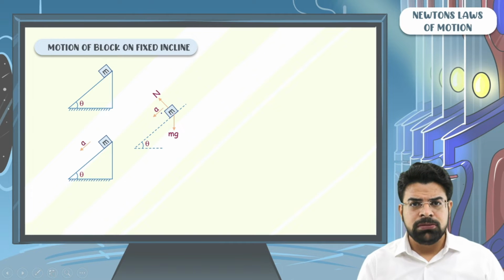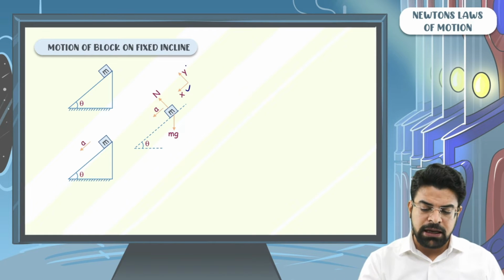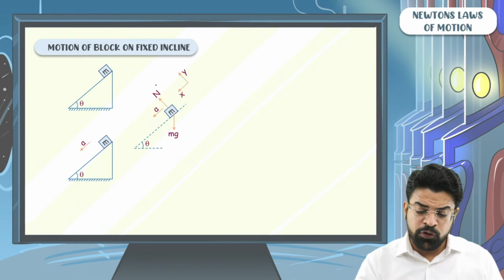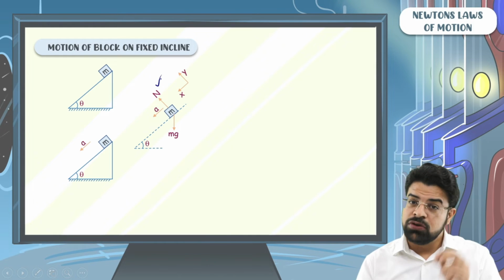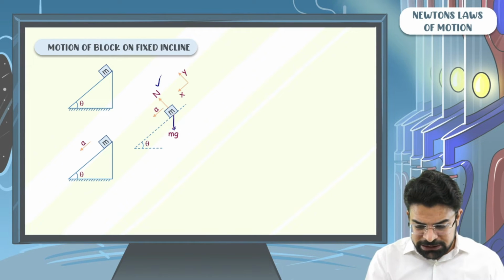We can assume any type of orthogonal coordinate system. Here I am choosing the x-axis along the incline and the y-axis perpendicular to the incline. The force of normal is already along the direction perpendicular to the incline, so the force of normal is already in the y direction. But our force mg is downward.